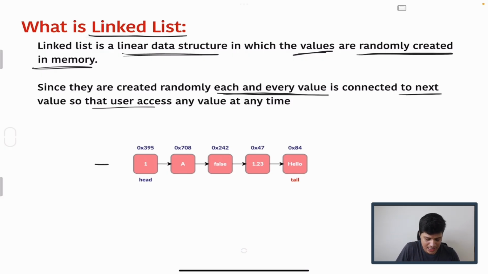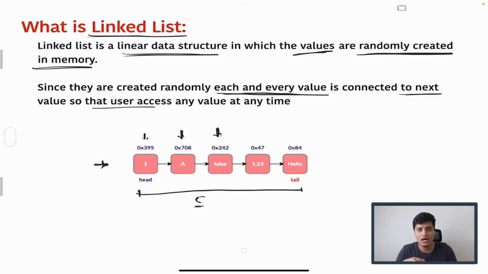For example, just take the singly linked list that I have here. Here in this singly linked list, as you can see, we have 5 values, and the first value, the value 1, is available at this memory location. Similarly, the value A is available at the memory location you are seeing on the screen. Similarly, false is also created at a random memory location. Remember that these memory locations are not sequential. They are created at random memory locations.